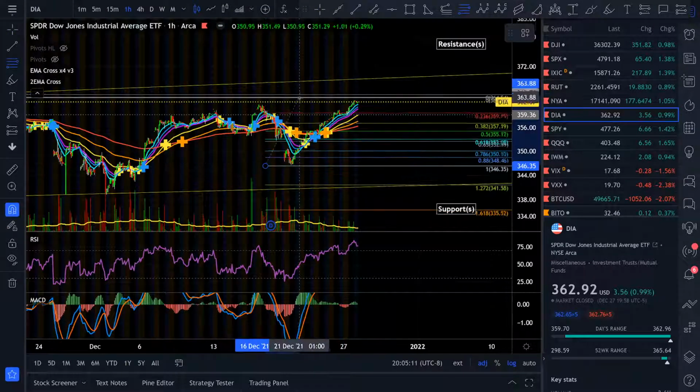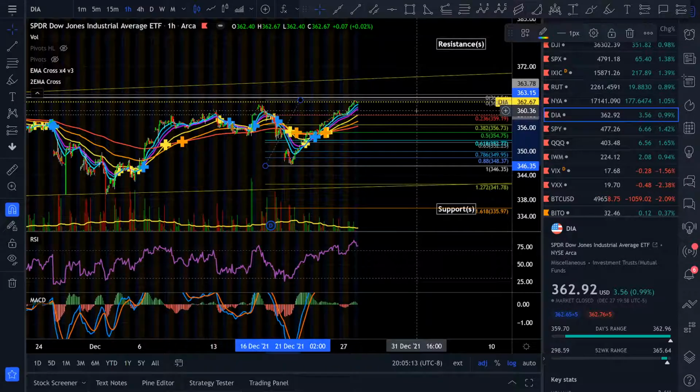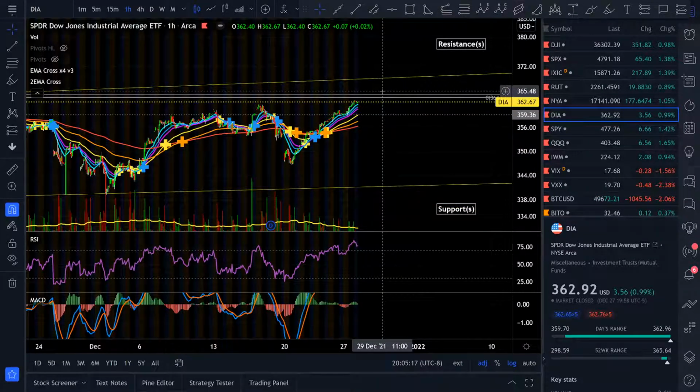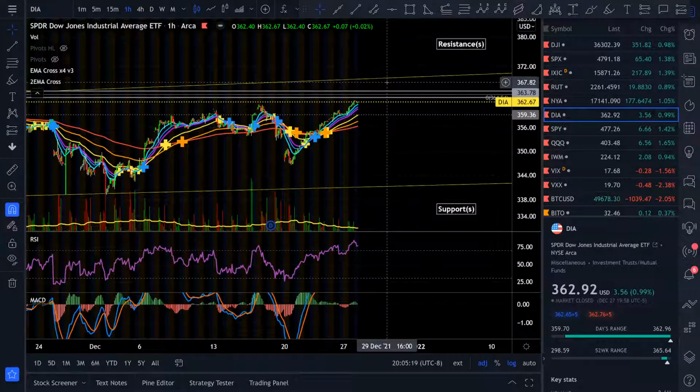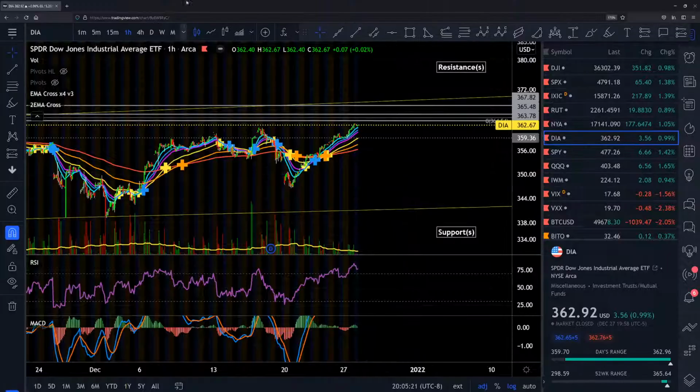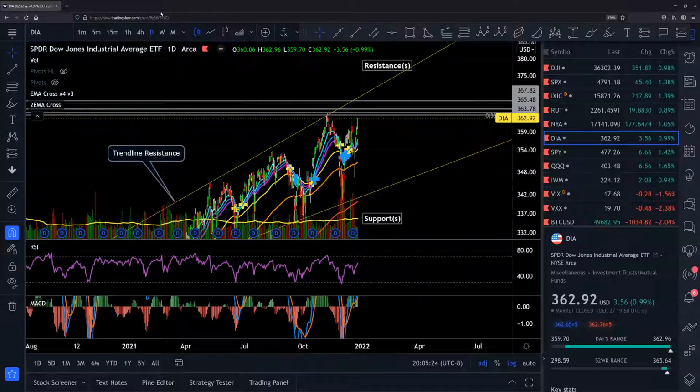So just to get some quick numbers here, we might see a 360 pullback or 361 tomorrow morning, and then the upside target would be like 365 to 367 range on the upside. Just giving people some easy targets.